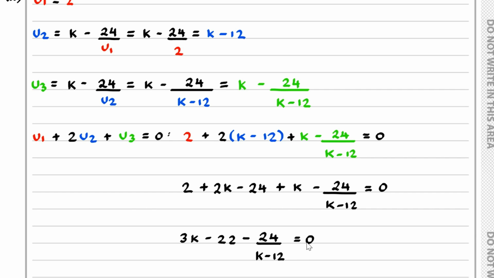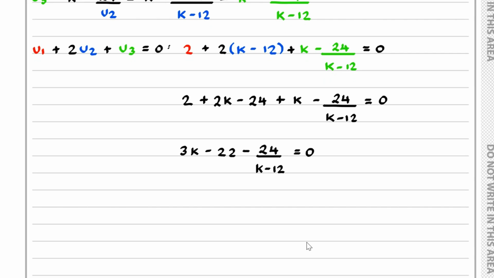Again, this is all equal to 0. Let's now multiply through by k minus 12. We've got k minus 12 lots of 3k minus 22 minus 24 equals 0.